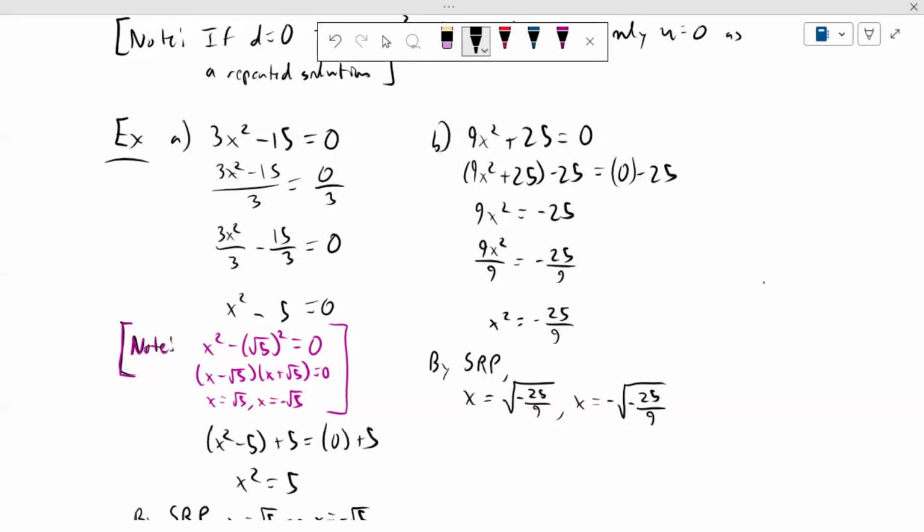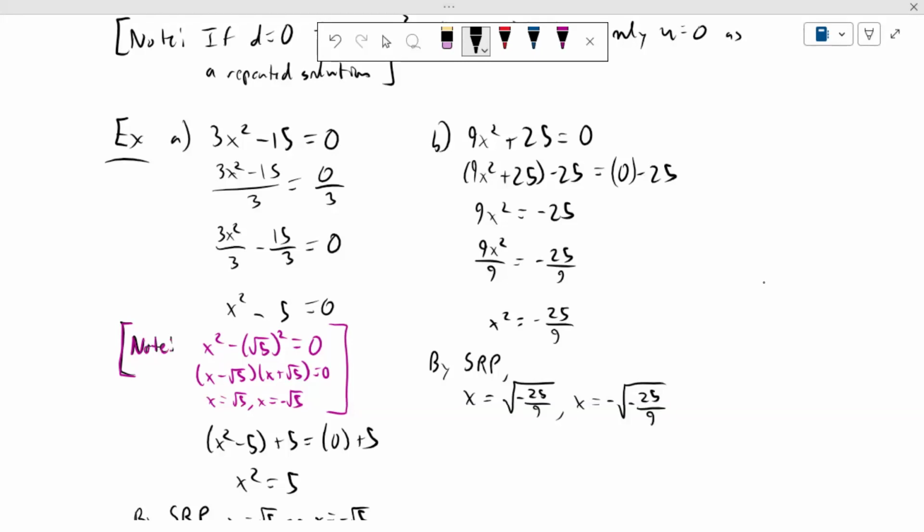You might be tempted to try and cancel off these negative signs, but you can't. This isn't a negative of a negative number. This negative sign right here is inside the radical. You can't just pull things out of a radical, not without taking the square root of it anyway. So, what can we do here?